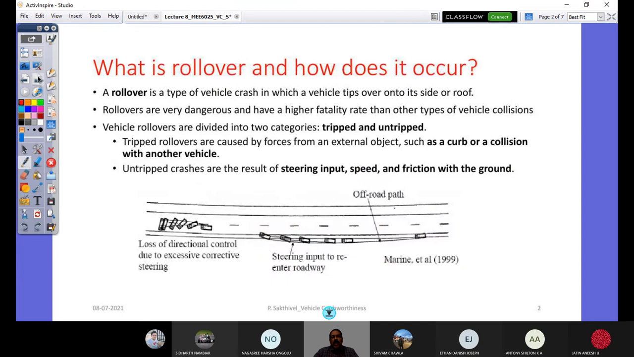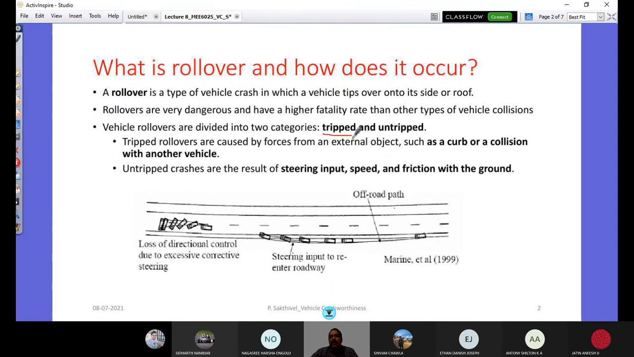So what is this rollover and how does it occur? A rollover is a type of vehicle crash in which the vehicle tips over onto its side or roof, and it can continue, right? Rollovers are very dangerous and have a higher fatality rate than other types of vehicle collisions. Vehicle rollovers are divided into two categories.